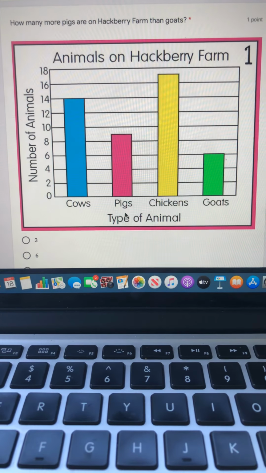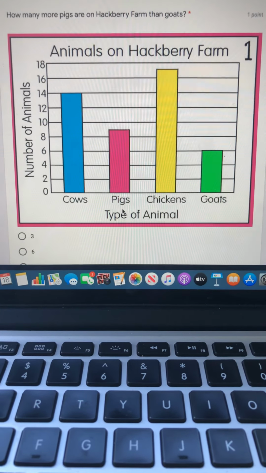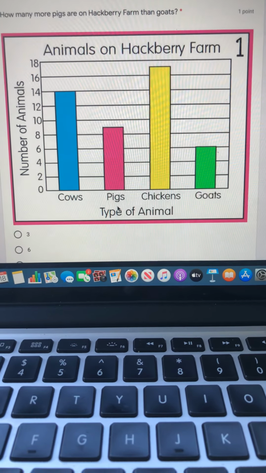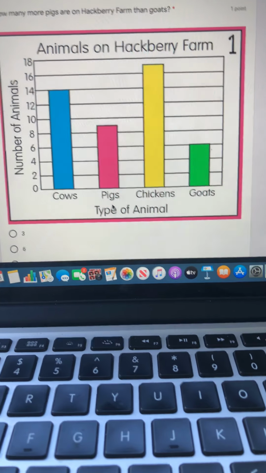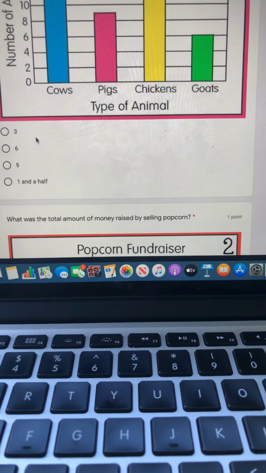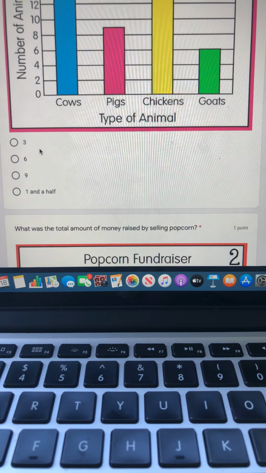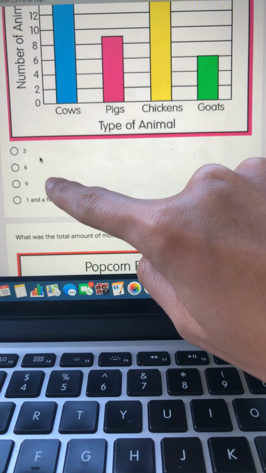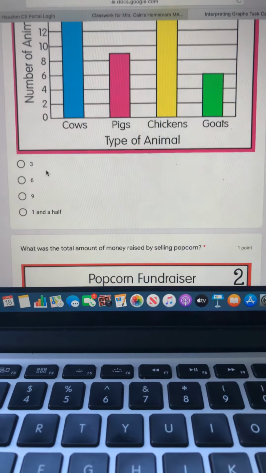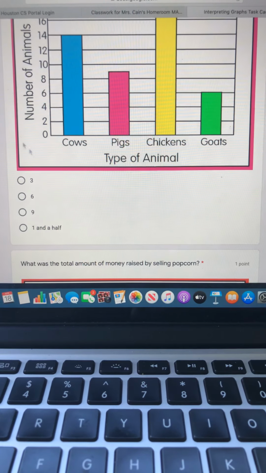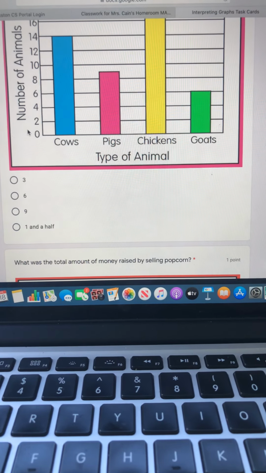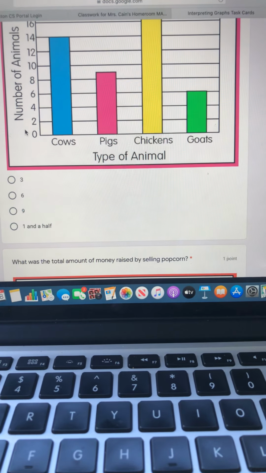All right, for this next question, how many more pigs are on Hackberry Farm than goats? Is the answer 3, 6, 9, or 1.5? And make sure you're using your numbers on the side to determine how many animals are on Hackberry Farm.